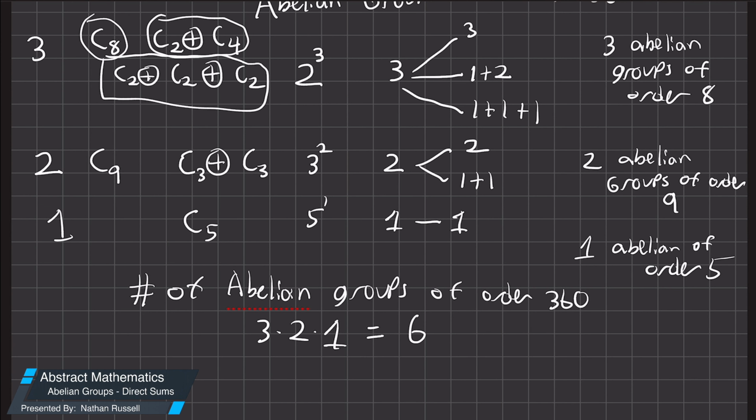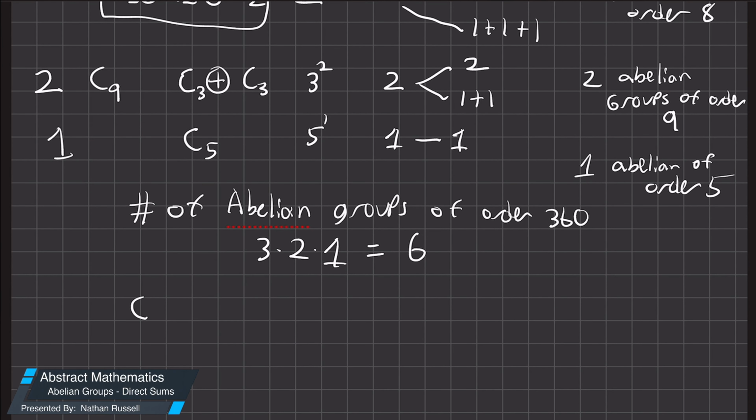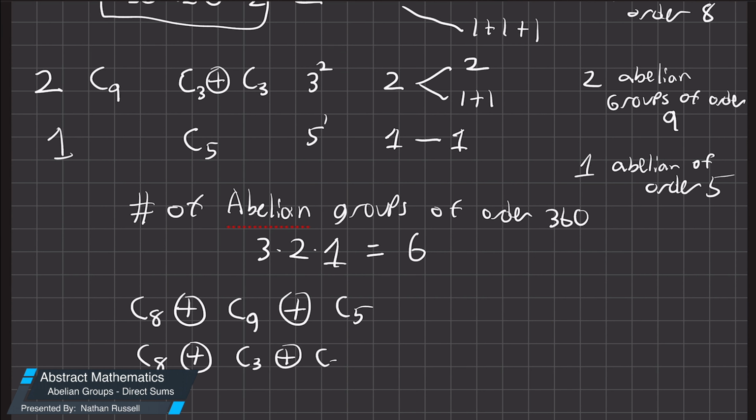Okay, well, what are they? Well, you basically just take each one of these and iterate through them all. So I'll go ahead and say this. We have C8 direct sum C9 direct sum C5. That's one of them. Now, there's only one on this right component, so it's going to be C8 direct sum C3 direct sum C3.